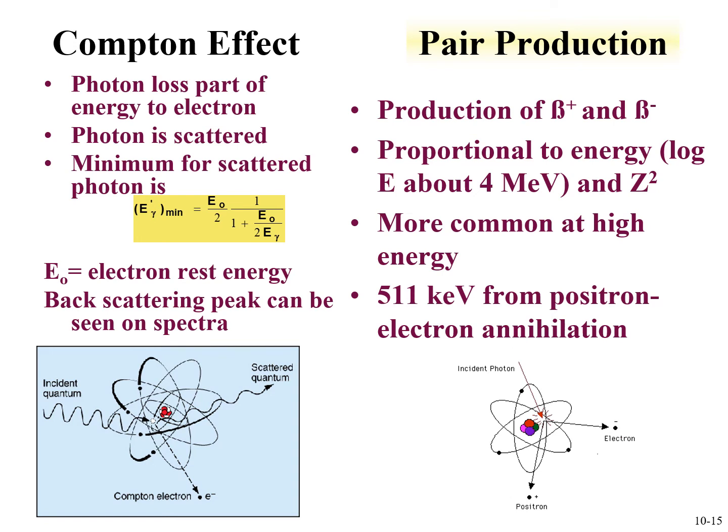There are two other effects. One is the Compton effect, as opposed to the photoelectric effect. In the Compton effect, the photon just loses part of its energy to an electron. The photon is scattered. There's an equation that describes the minimum scattered photon energy, shown here. It's equal to 1 divided by 1 plus twice the photon energy over E naught, where E naught is the electron rest energy.